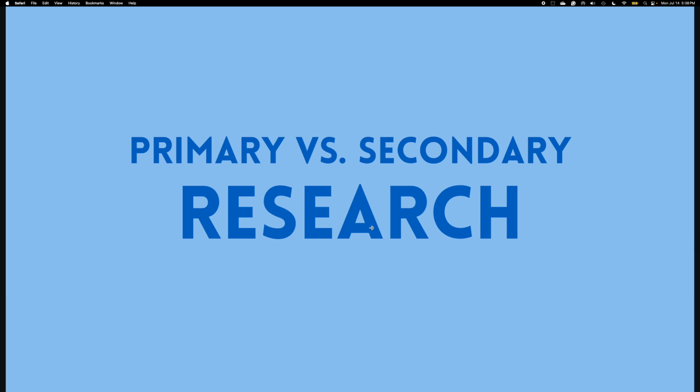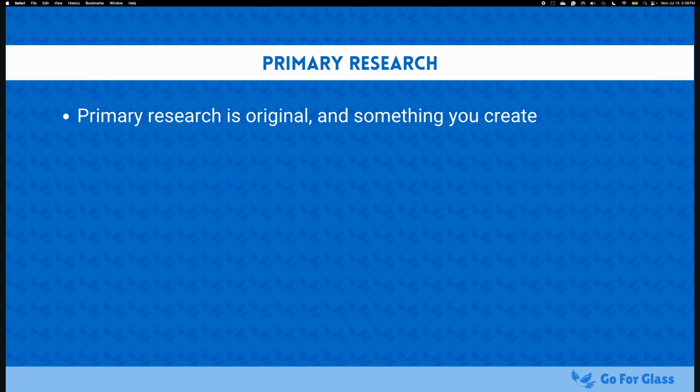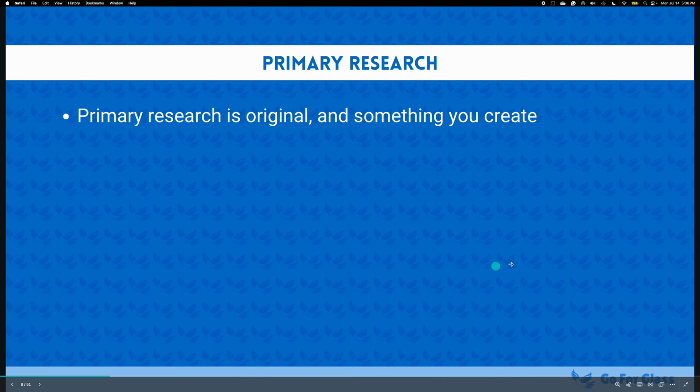So let's talk about primary and secondary research. Before we even begin gathering data, we have to decide what kind of information we want to collect. And that begins with the classic split. So here's the pitch. I'll do two of them. First up is primary research. Primary research is original. This is something that you're creating. You're going out, you're collecting it yourself.